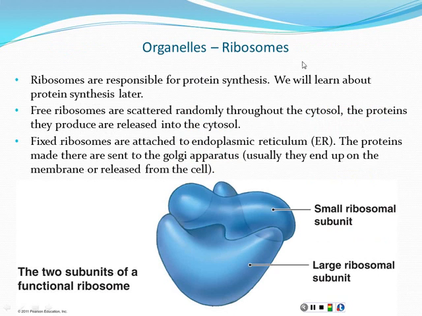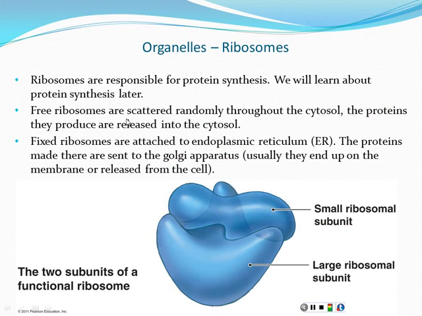Ribosomes are protein-making machines. So we're going to see here in a minute that DNA contains the recipe for creating proteins, and that recipe is turned into a protein here at the ribosome. So the ribosome uses an RNA template to create a polypeptide chain, or a protein, a long string of amino acids. So we see ribosomes in two places.